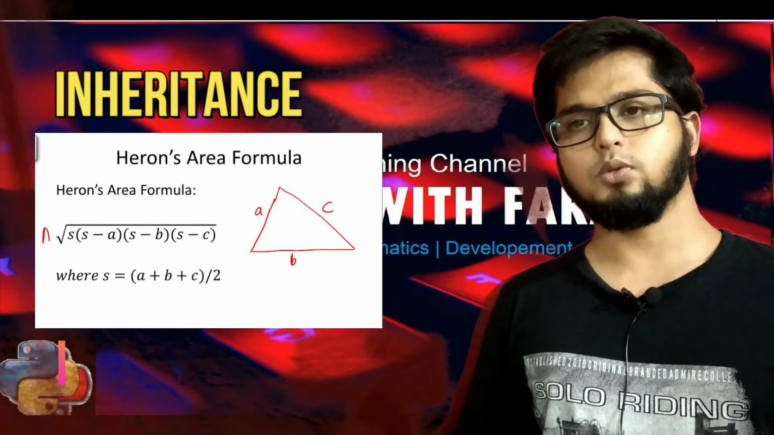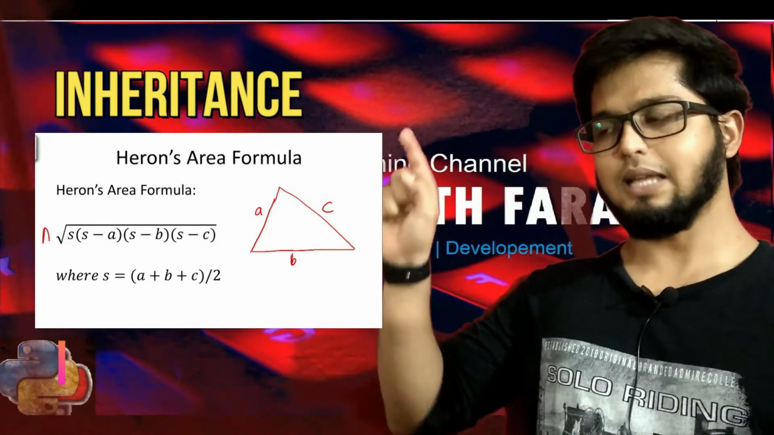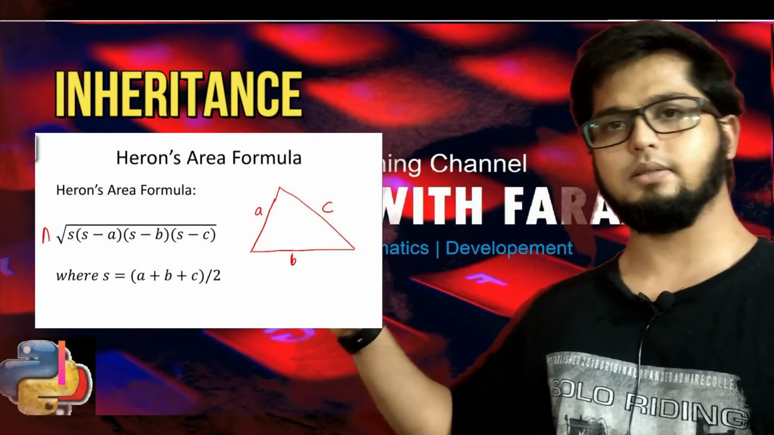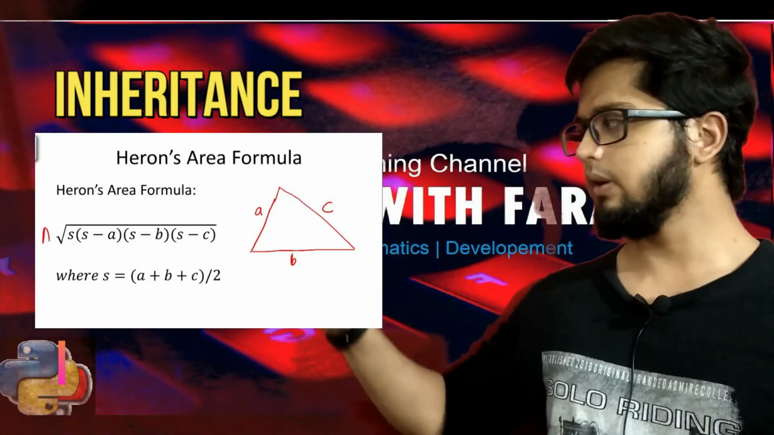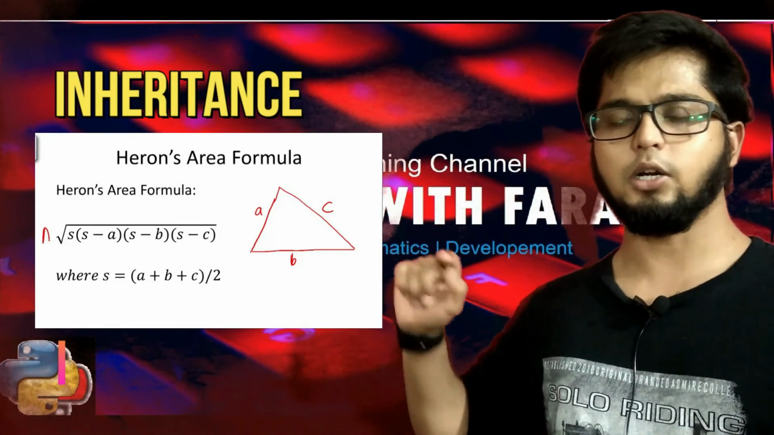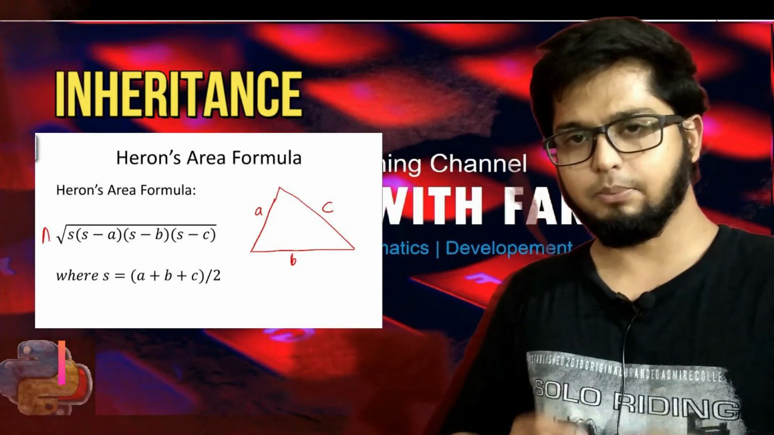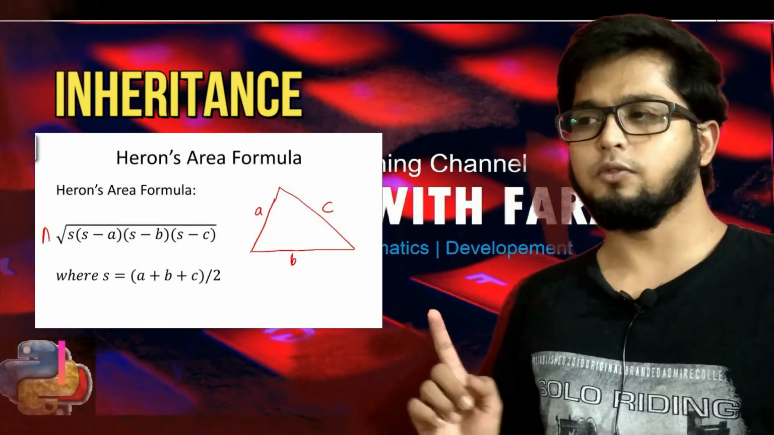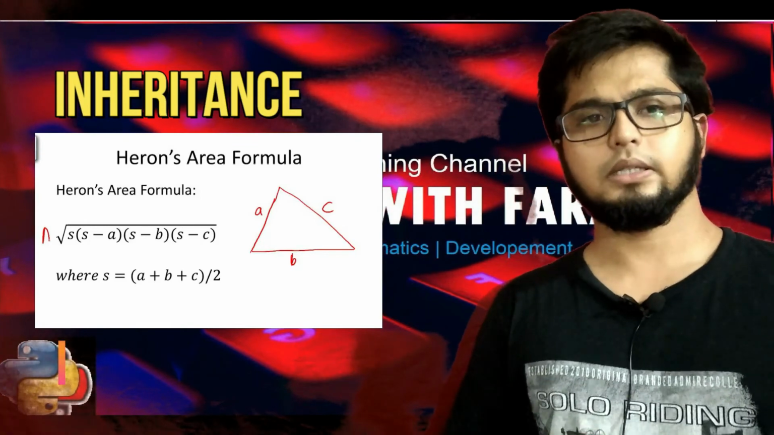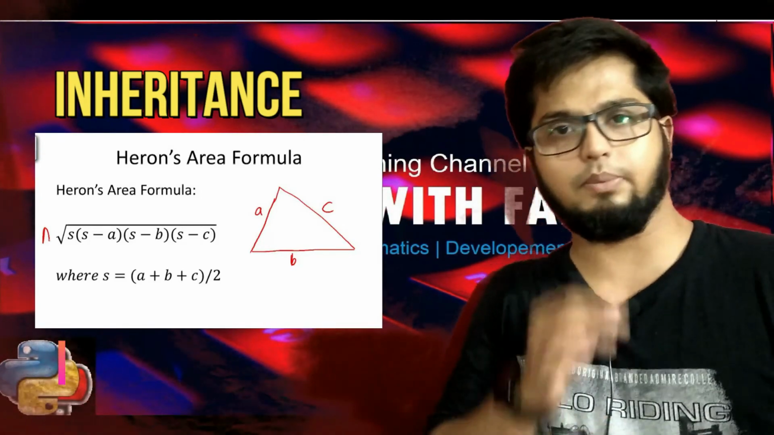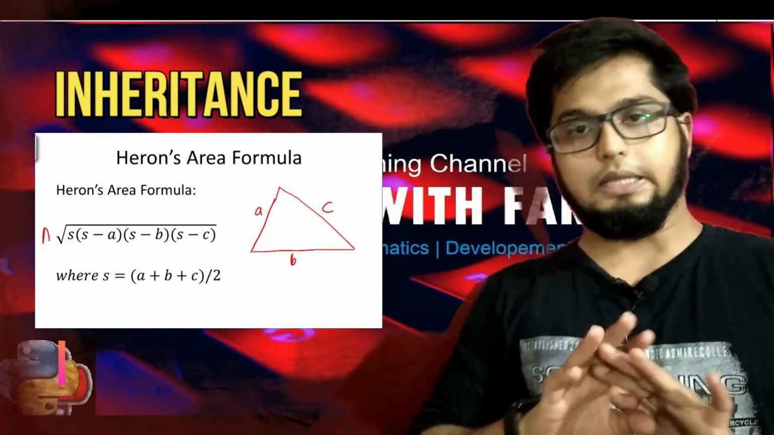Heron's formula says under root of s(s minus a)(s minus b)(s minus c). If I want this square root functionality to be used, I can make my triangle class the child of the math class. So this was the basic example for inheritance in Python. So that's it for inheritance.